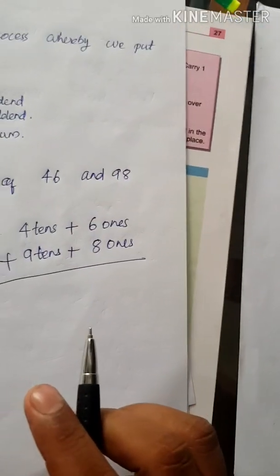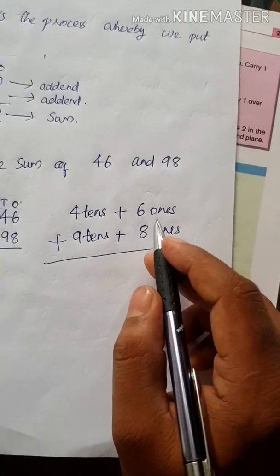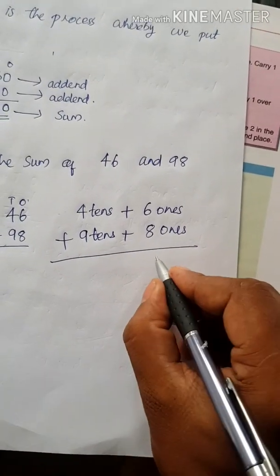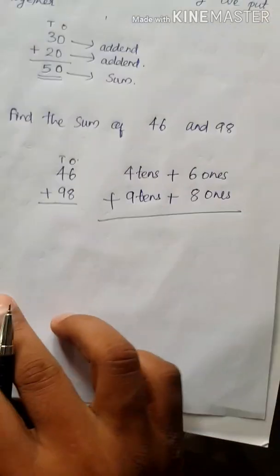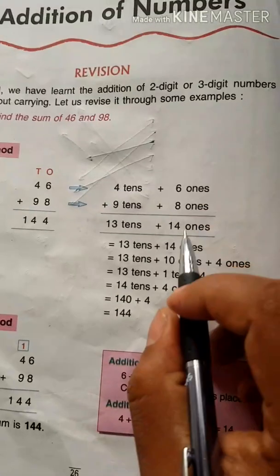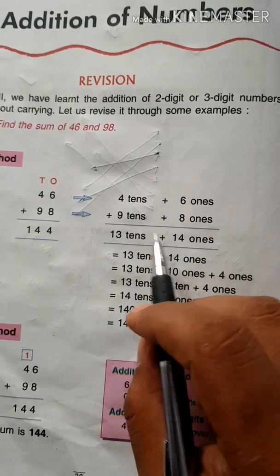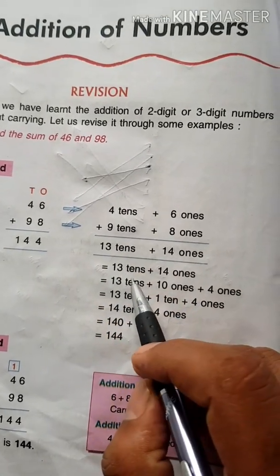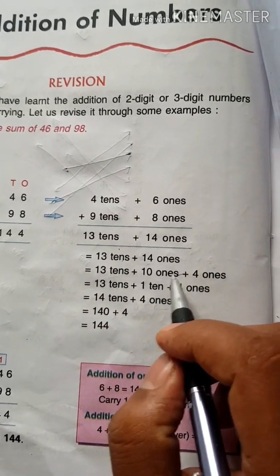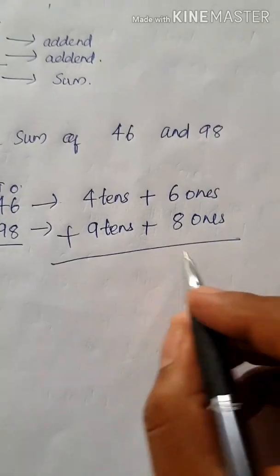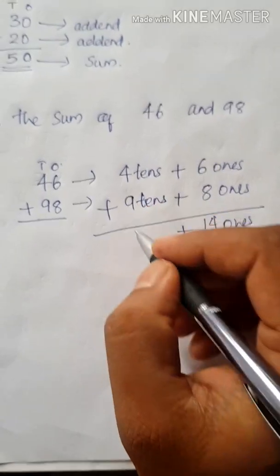Let us add ones first. 6 plus 8 is 14. Here it is 4 ones. And 4 plus 9 is 13. So we got 13 tens plus 14 ones.